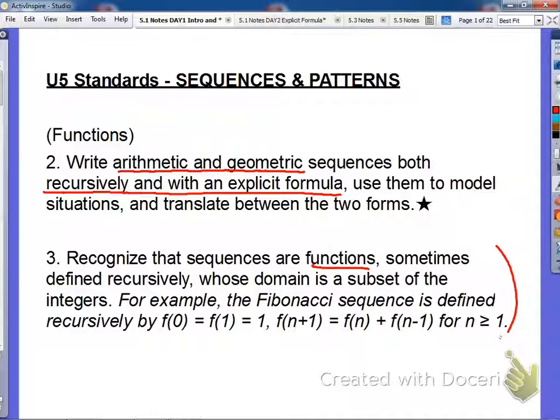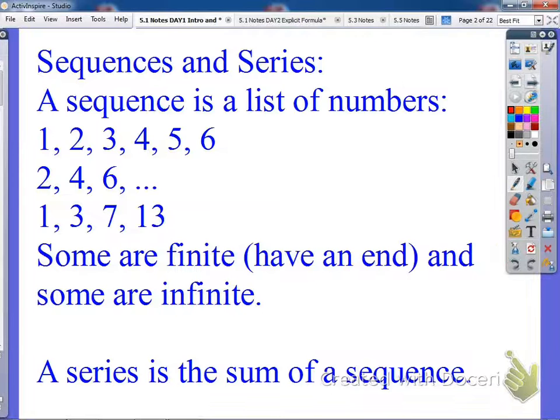But in this lesson, we're going to focus primarily on arithmetic and geometric sequences and how to deal with them recursively. Okay, so we'll deal with explicit formulas in the next lesson. All right, so here we go.